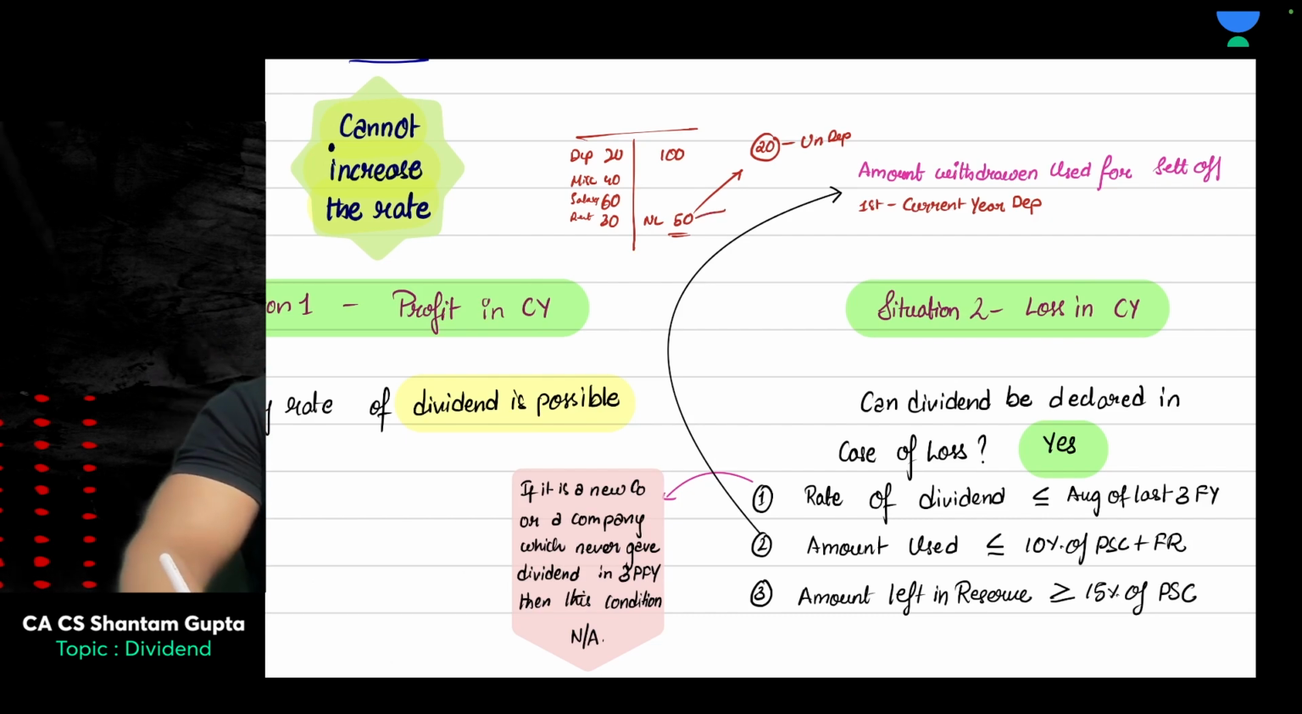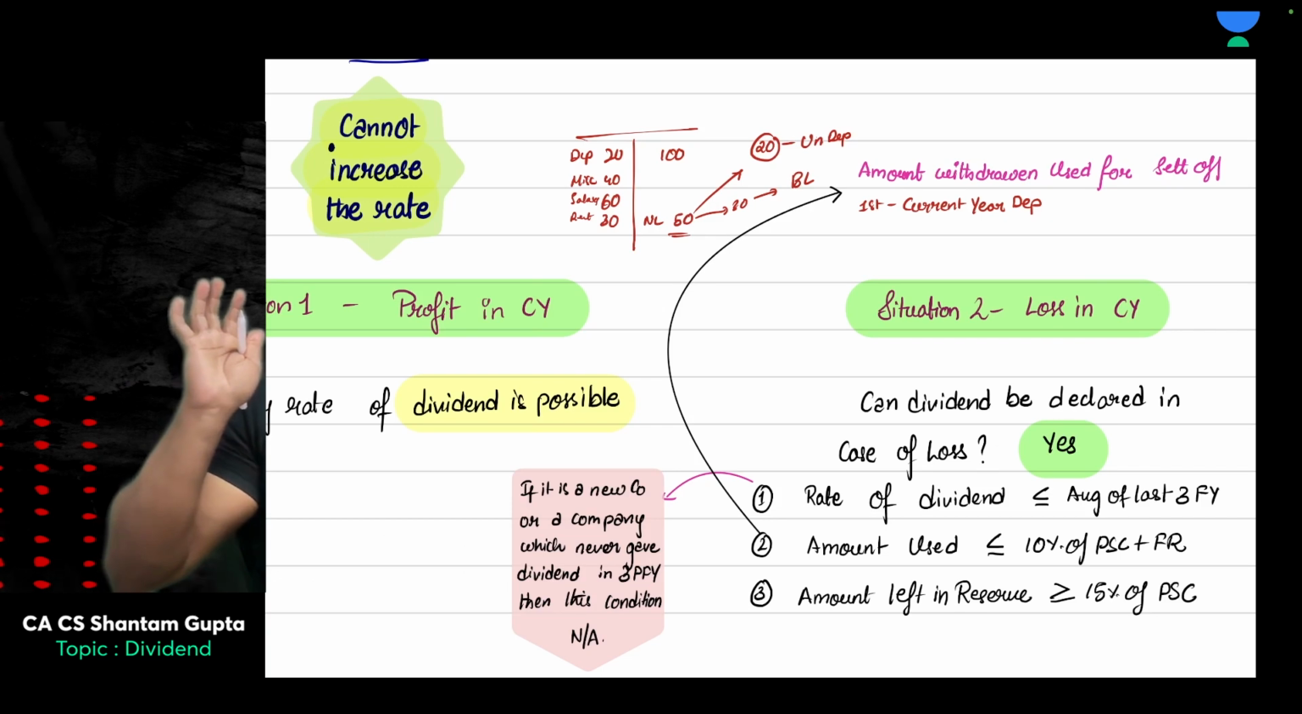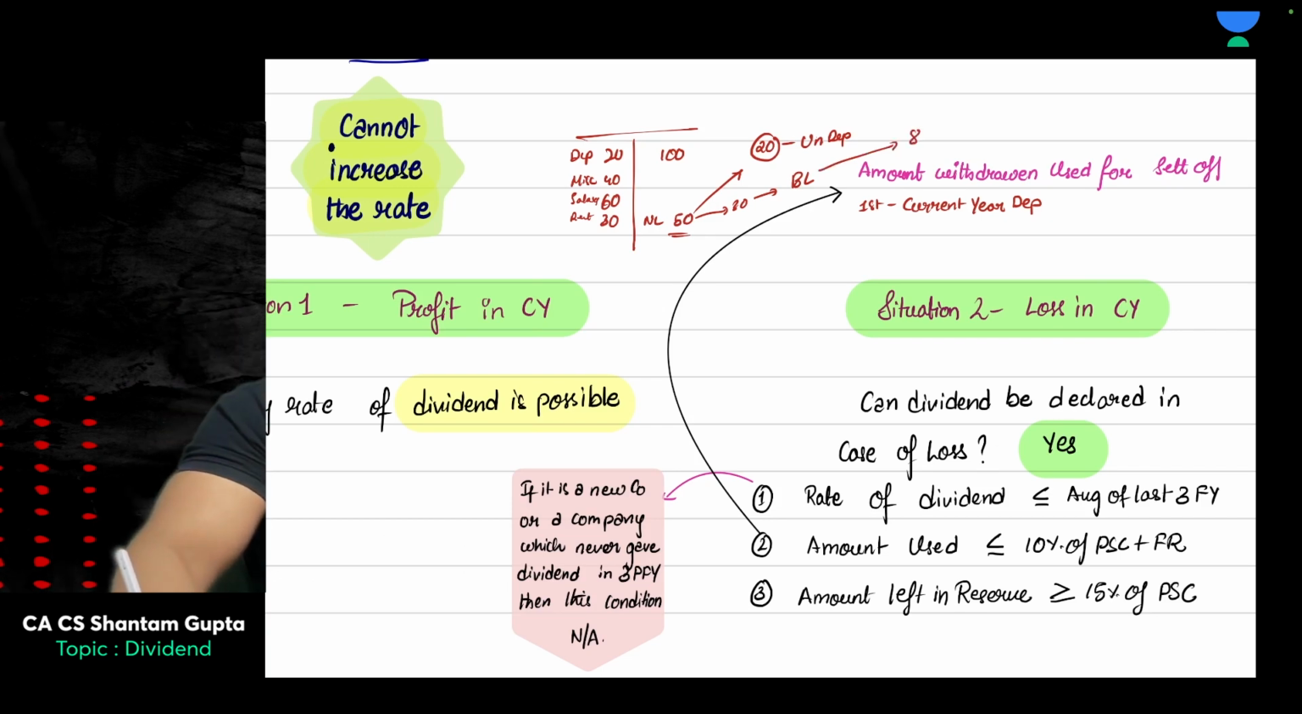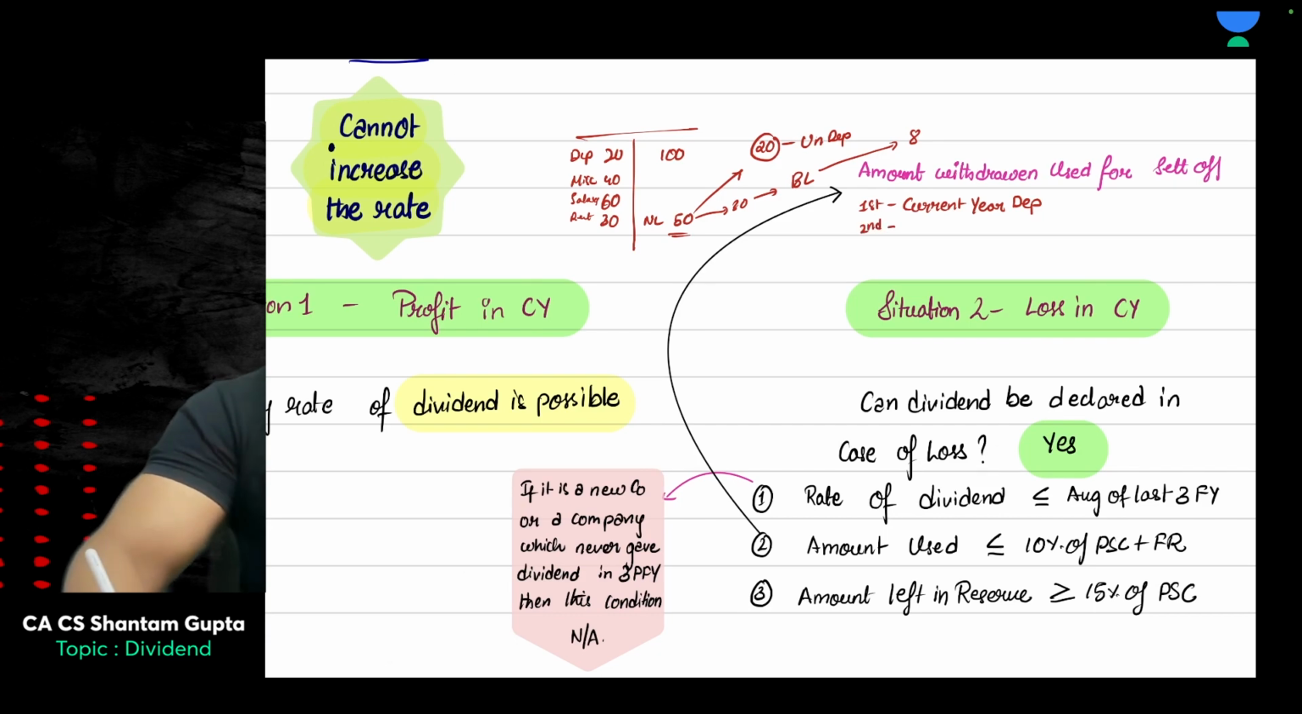What about the other 30? The other 30 is business loss. This business loss I can carry forward for how much time? Only 8 years, not more than 8 years. So first it says current year depreciation. Next it gives a priority to carry it forward.